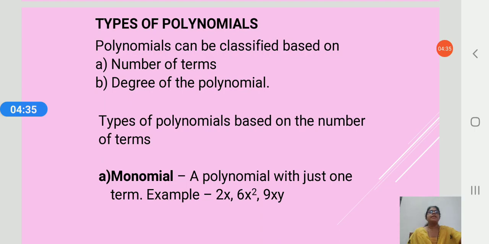Then in 8th class you studied about different types of polynomials. Polynomials can be classified based on the number of terms and the degree of the polynomial. First, types of polynomial based on the number of terms. If a polynomial consists of only one term, it is called a monomial. Mono means 1. Examples: 2x, 6x square, 9xy.